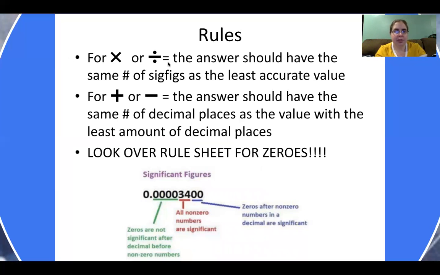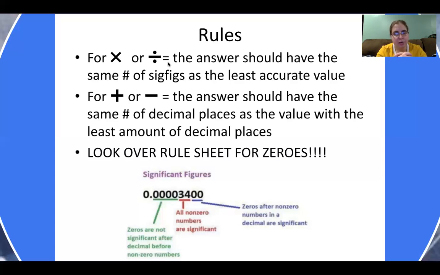When you multiply or divide values, since you're not actually measuring the answer, you're calculating it, you have to follow specific rules to get the correct number of sig figs. The answer should always have the same number of sig figs as the least accurate value. So the value you start with that has the least amount of sig figs should have the same number of sig figs in your answer. You probably have to round a little bit to get there.